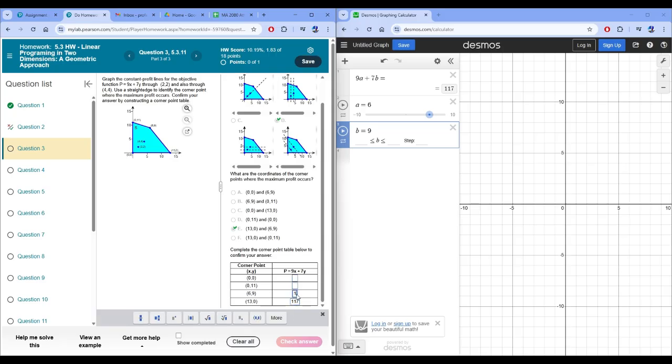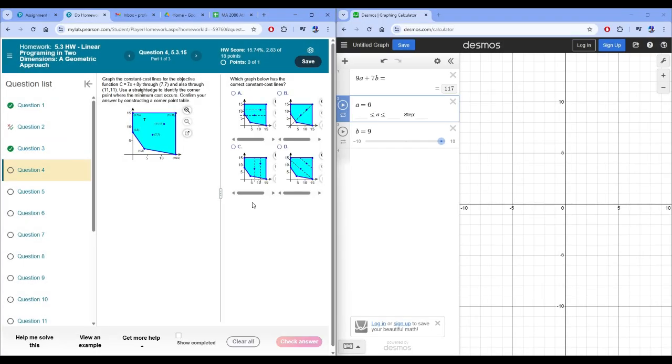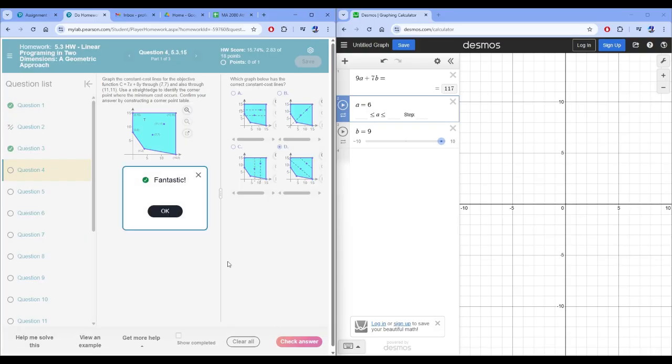117, 117. I don't remember what this one was. That was 77. 77, and this one would be 0. Okay, there we go. All right. I think this is becoming very self-explanatory now. So this one should be going towards the origin like that.